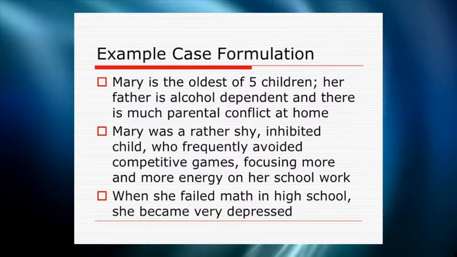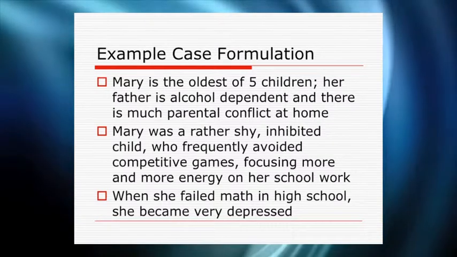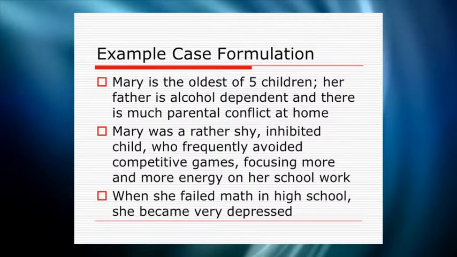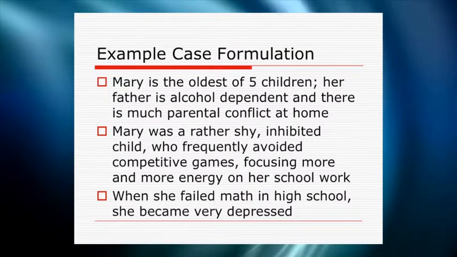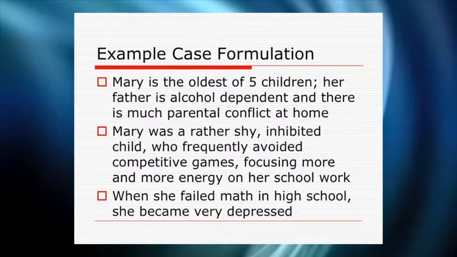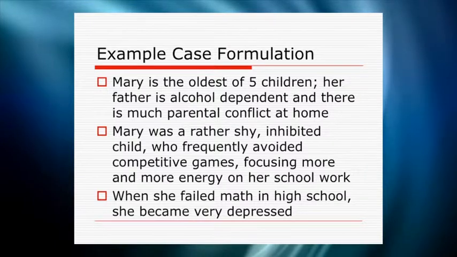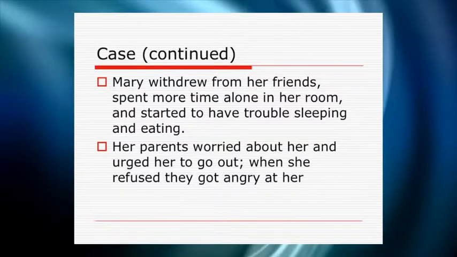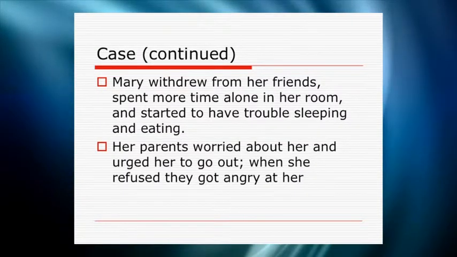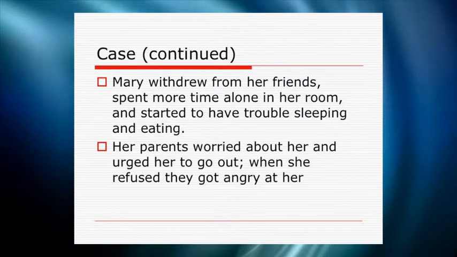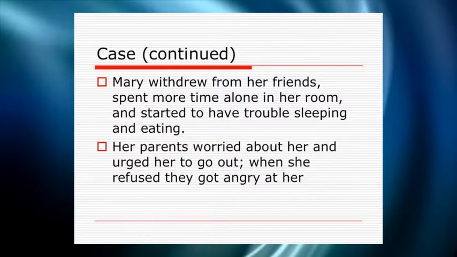Mary's the oldest of 5. Her father is alcohol dependent. There's a lot of parental conflict at home. She was a rather shy, inhibited child who avoided competitive games, focused more and more energy on her schoolwork. She became depressed when she failed math in high school. So that's why you're seeing her. She withdrew from her friends and spent more time alone in her room and started to have trouble sleeping and eating. Her parents worried about her and urged her to go out. When she refused, they then got angry at her. Why is this kid depressed? What are your speculations? Just brainstorm for a minute. What are some things that might be contributing to her depression?